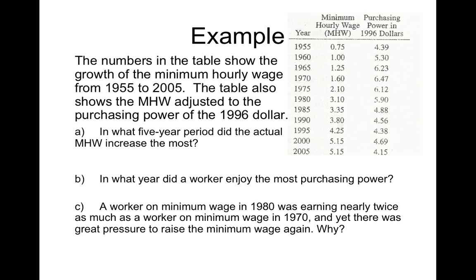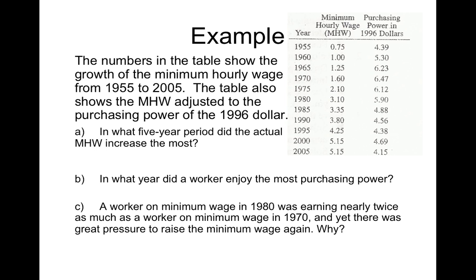table, they show the growth of the minimum hourly wage from 1955 all the way to 2005. And then on the right side, they show us the minimum hourly wage that's been adjusted to the purchasing power of, and they just picked the $1996, but basically if everything was standardized, what would be the year where we could buy the most with our money? And just from looking at that, we could answer these three questions here.